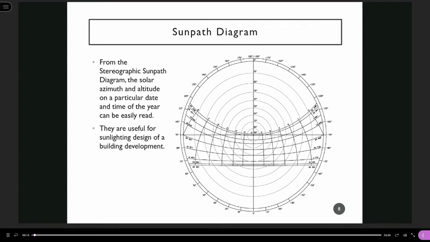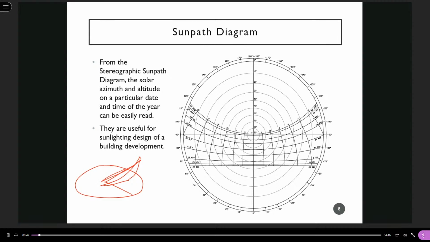Before the invention of clock, people may tell the time from a sundial. Do you know what is a sundial? It's something like this, and then you have the compass, and so the shadows on the sundial will tell you the time of the day.